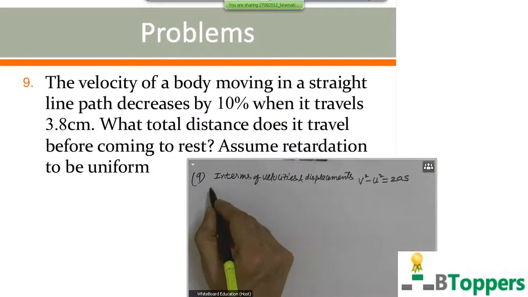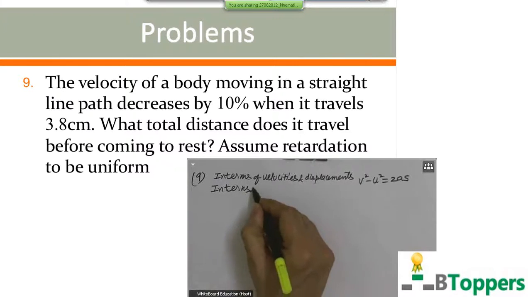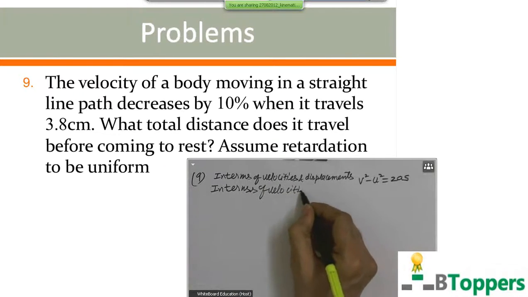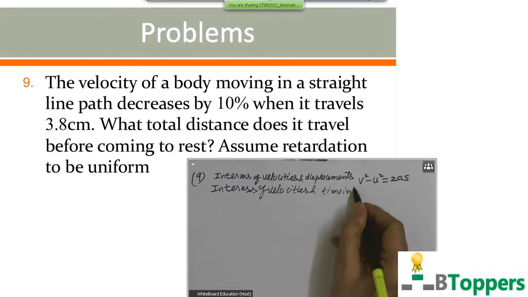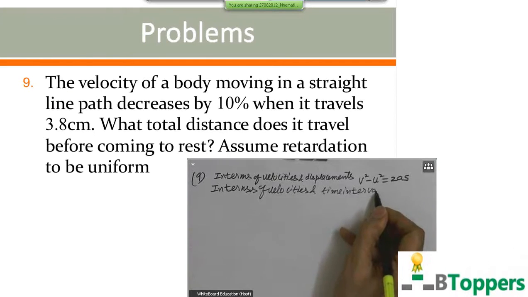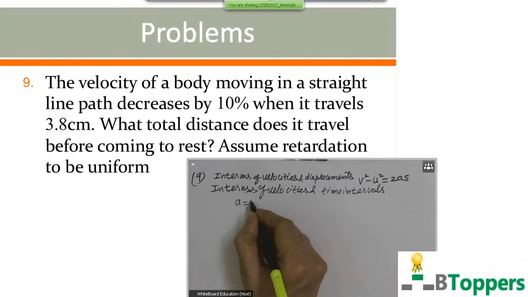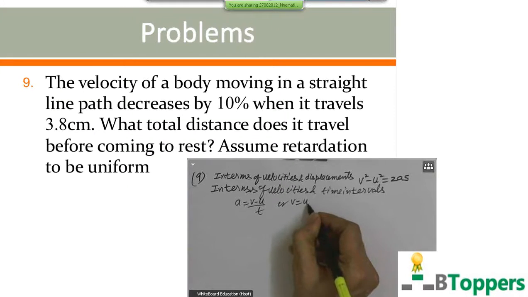Suppose the problem is given in terms of velocities and time intervals without mentioning displacements, then it can be solved by using the equation a equal to (v minus u) by t, or v equal to u plus at.